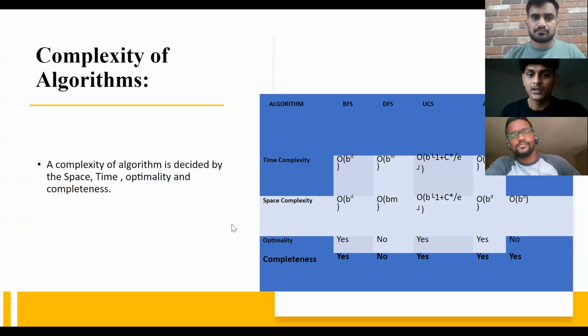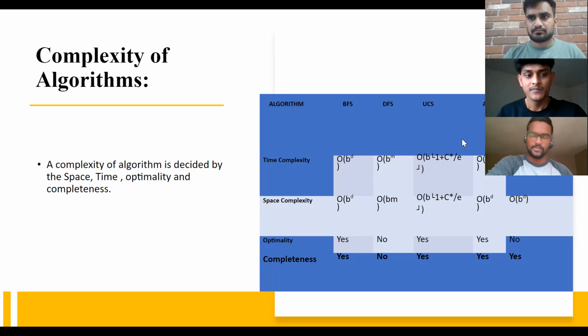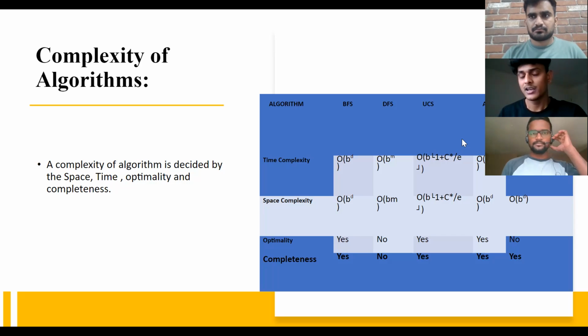And next, the complexity of algorithms. The complexity can be decided by the space, time, optimality, and completeness. Time complexity can be measured in the amount of time the algorithm takes to discover a solution. It means the time the algorithm will take to complete the solution. And in memory complexity, it is the amount of memory required by the algorithm to complete the search, the amount of memory used for this algorithm.